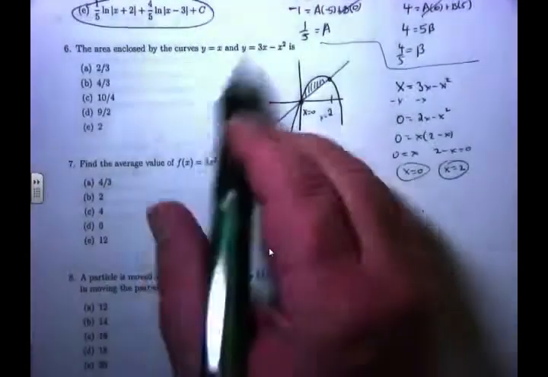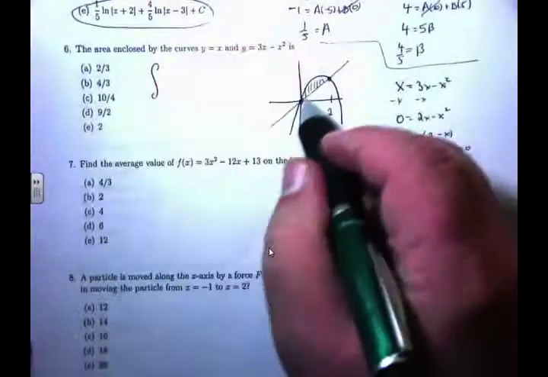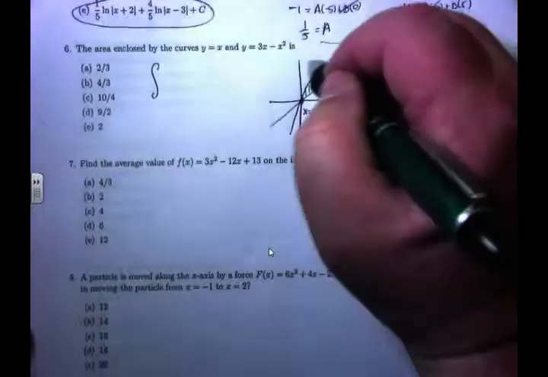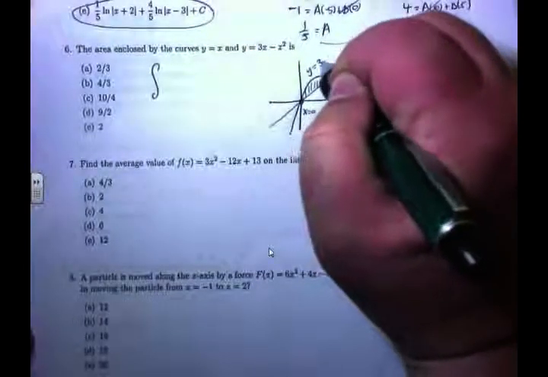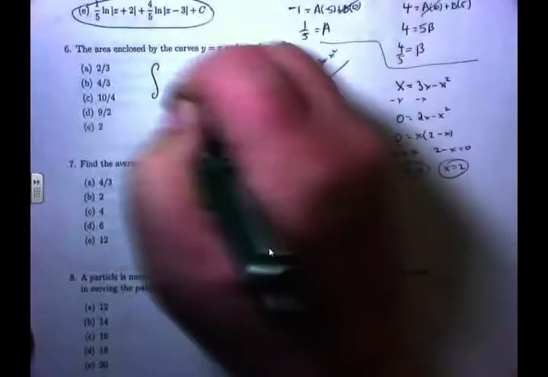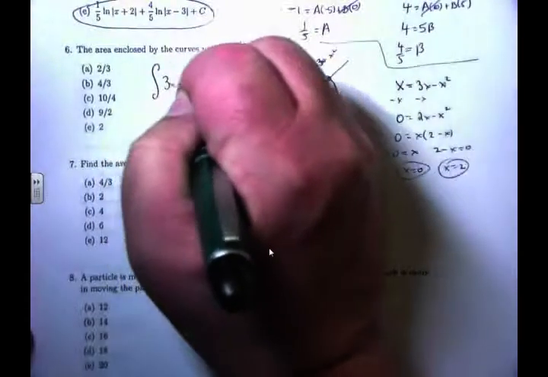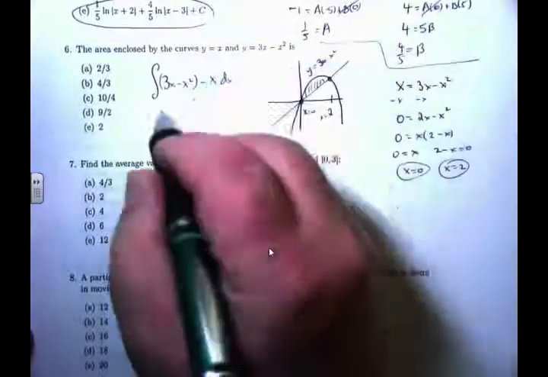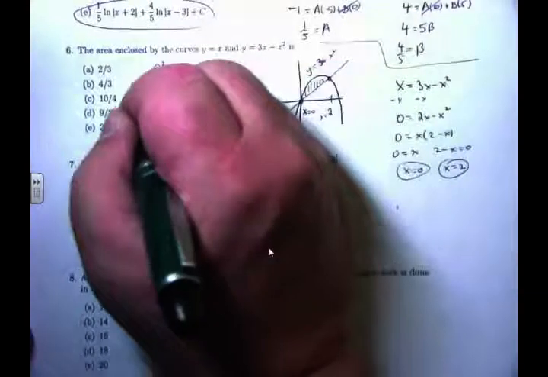Now, how do I find the area enclosed by curves? This is the integral. Remember, when you're trying to find area, it's top minus bottom dx, or it's right minus left dy. This is a function in terms of x. So the top function is this y equals 3x minus x squared function. So this is 3x minus x squared, top minus bottom, which is x, dx, over my bounds between 0 and 2.